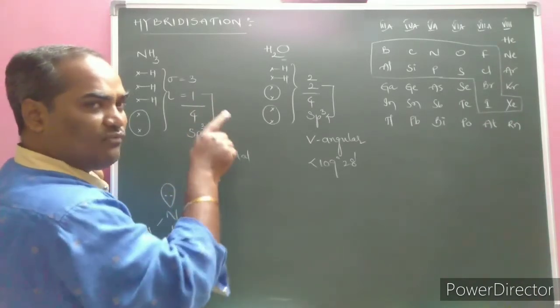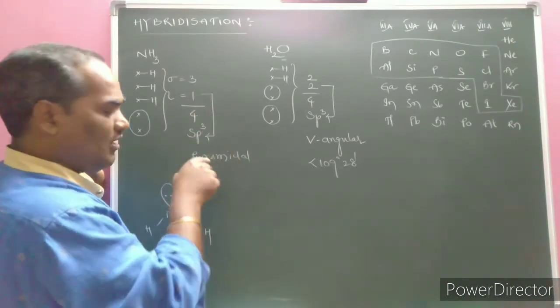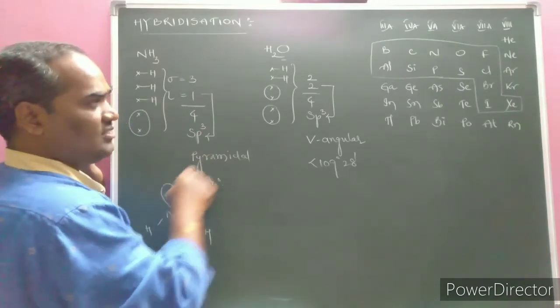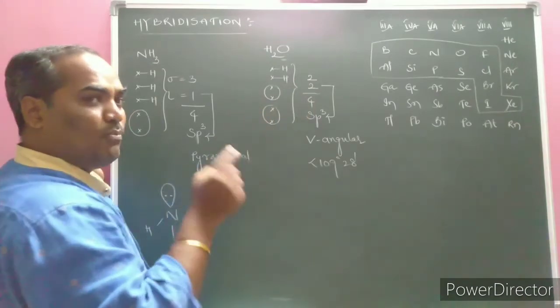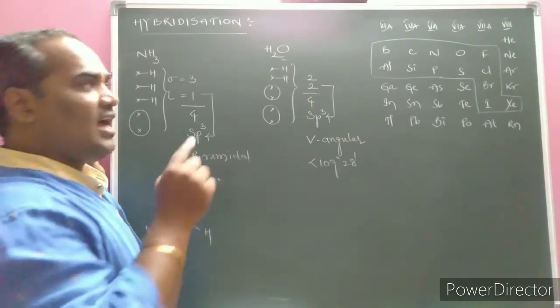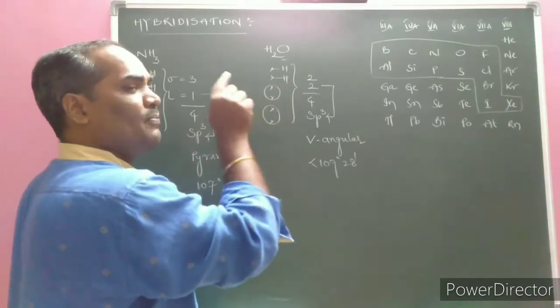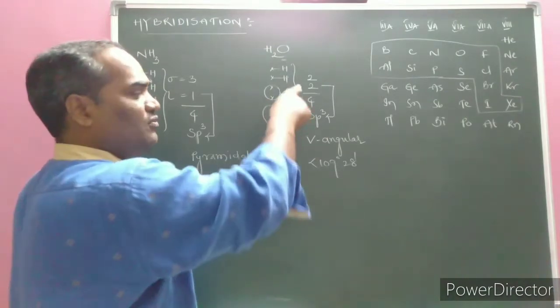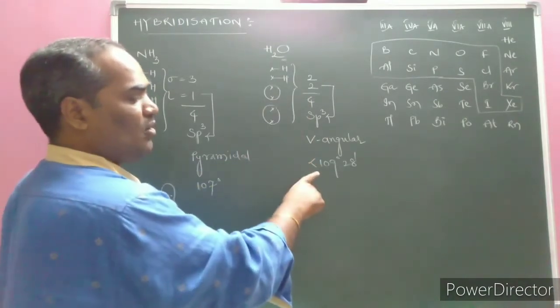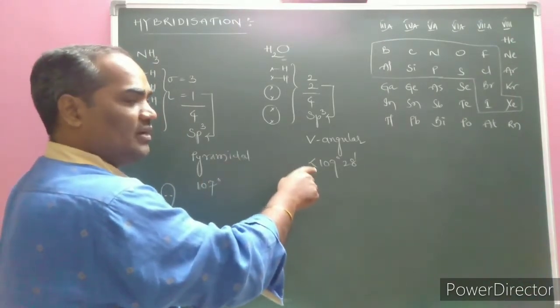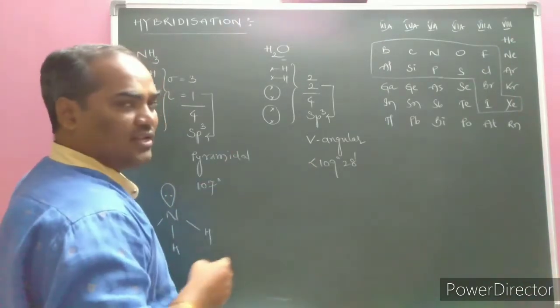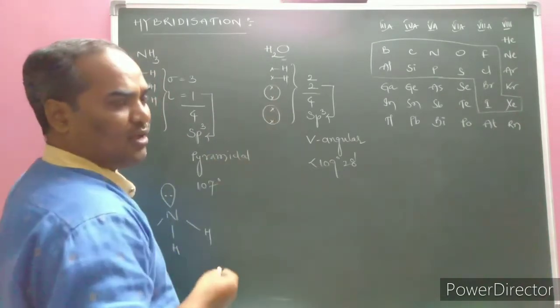Due to the repulsive forces between lone pair and bond pair, bond angles decrease. Whereas here, with the 2 bond pairs and the 2 lone pairs, there exist bond pair repulsive forces as well as bond pair and lone pair repulsive forces. That's why the bond angle still decreases from 109 degrees 28 minutes to approximately 104 degrees, which is the bond angle in the water molecule.